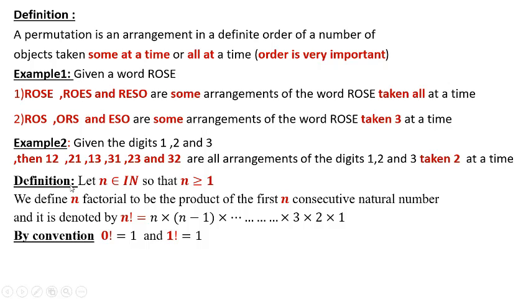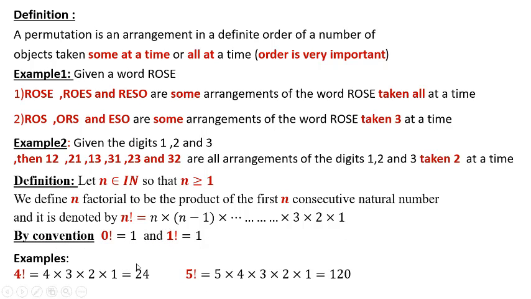The definition of n factorial was learned in the first session. Let's make a quick review. N factorial is the product of the first n consecutive natural numbers. This is why n factorial will be n multiplied by n minus 1, multiplied and so on, by 3, by 2, by 1. Example: 5 factorial is the product of the first 5 consecutive natural numbers. Then the value of 5 factorial equals 120.